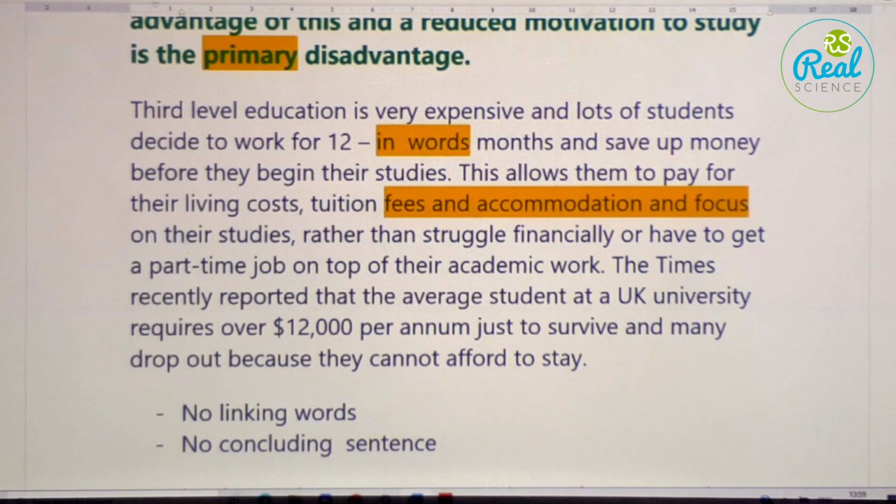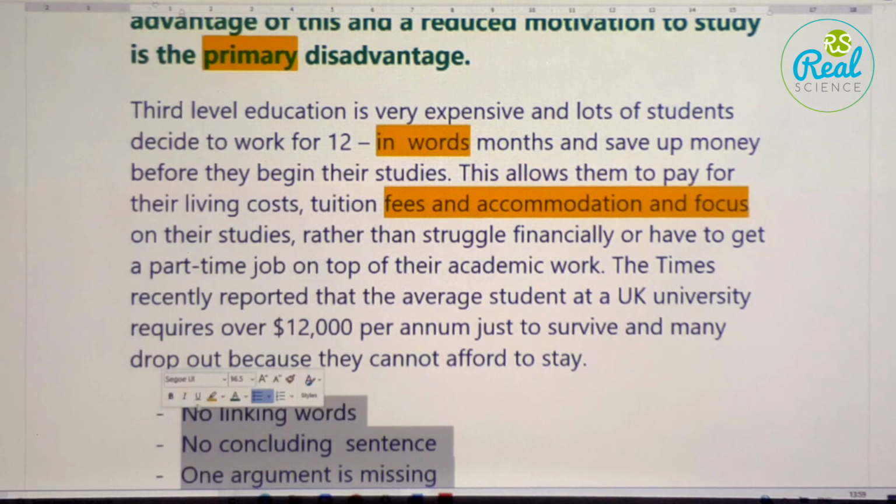Anything else that you see? Maybe that's it. Okay, how many arguments do you see here? One argument. As it is just an advantage and disadvantage essay, it's better for you to write two arguments. Two arguments in one paragraph, two arguments in the second paragraph. If these were in here, then that would be different.